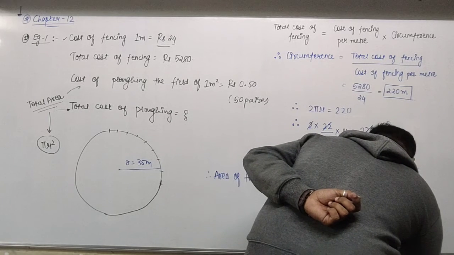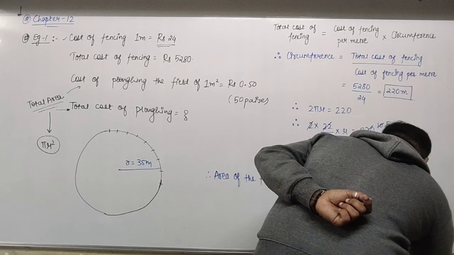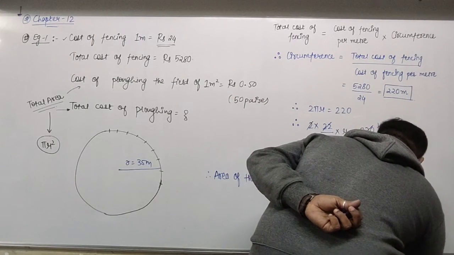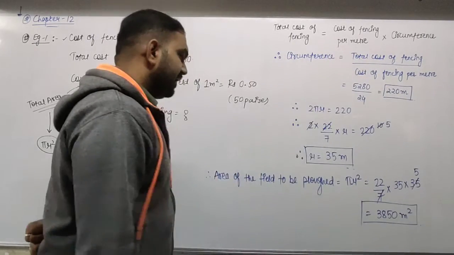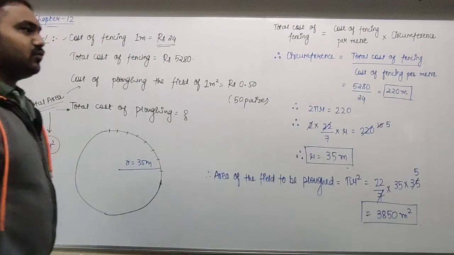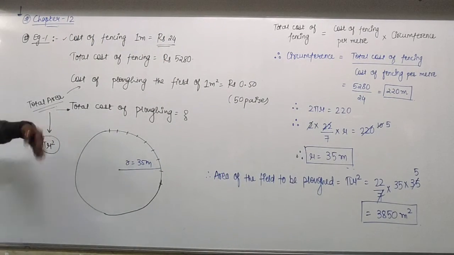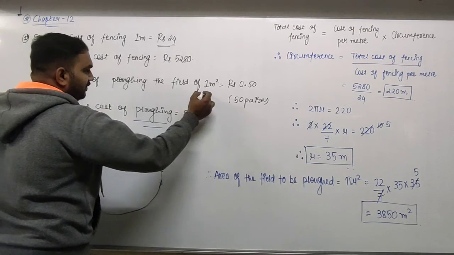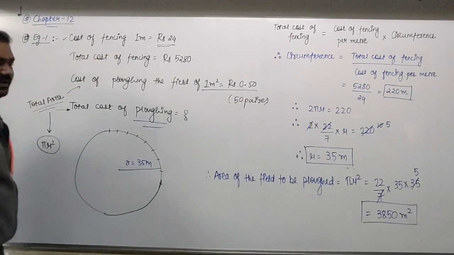3850 meter square. So this is we got the area of the field to be flowed. આટલો એરિયા આપણે ફ્લો કરવો પડે આ ફિલ્ડ નો, રાઈટ? હવે શું ફાઇન્ડ કરવું છે? તો કે ટોટલ કોસ્ટ ઓફ ફ્લોઈંગ એટ ધ રેટ ઓફ ₹50 પર મીટર સ્ક્વેર.